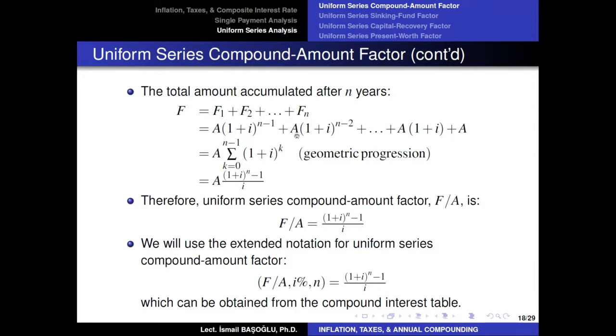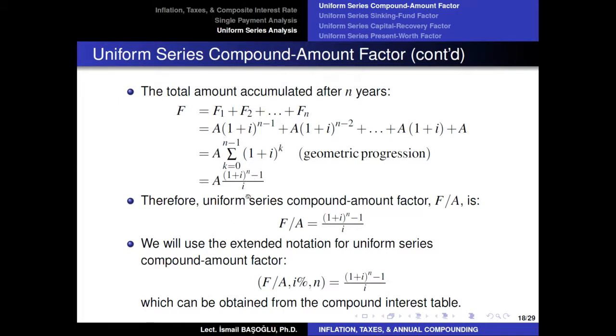Now, here you see, because we have equal sized payments at the end of each year, A becomes a common multiplier, which we can take out of the summation, and the rest of the sum is a sum of the compound amount factors of (1 + i)^k as k changes from 0 to n minus 1. Now, this series is called the geometric progression. There is a simplified formula for the summation. This summation becomes equal to ((1 + i)^n − 1) / i.